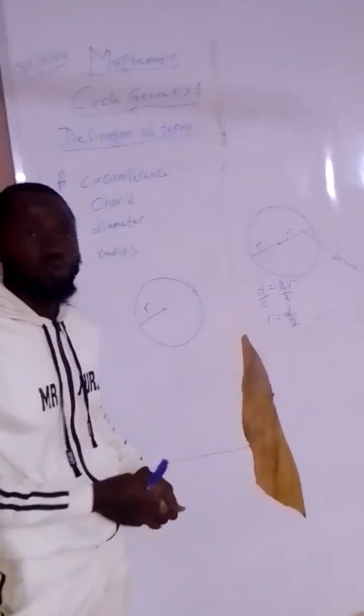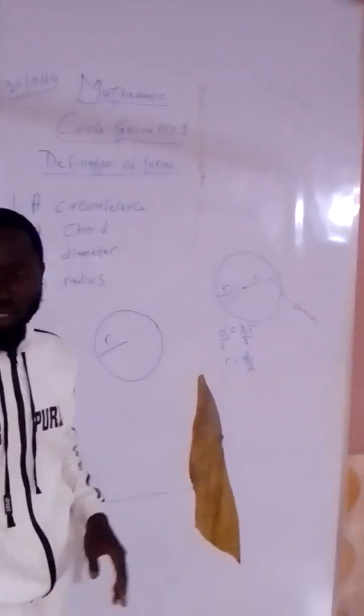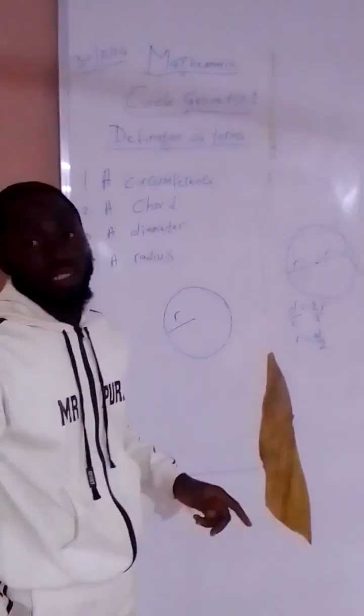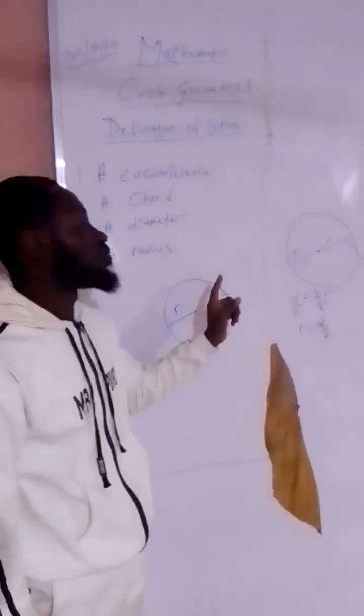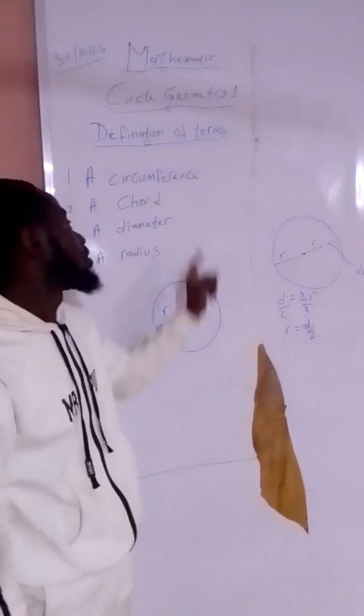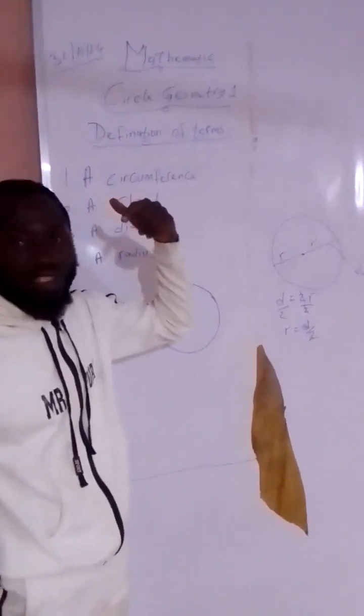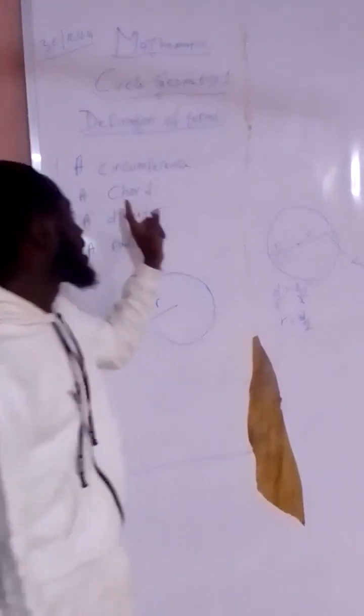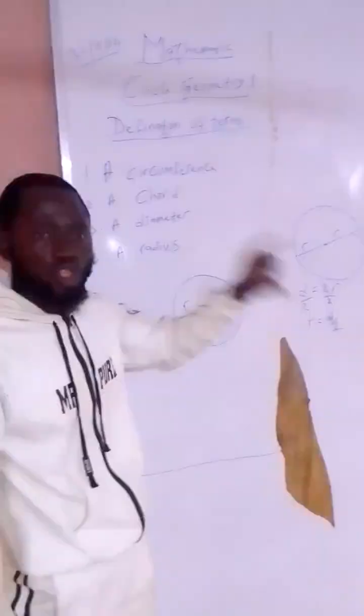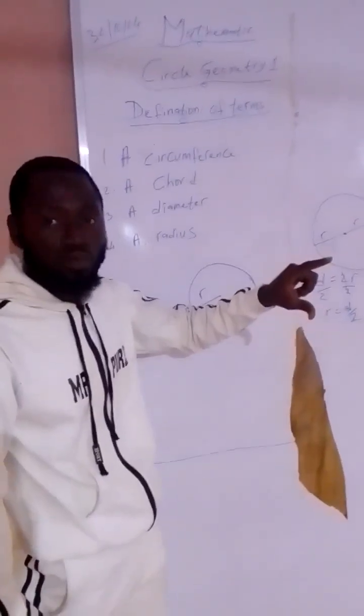Having known all these definitions, we now move to theorems in circle geometry. Let me repeat before we end this video. I said circumference is the length of the edge of a circle. Then I said the chord is a straight line that is joining any 2 points of the circumference of the circle but does not pass through the center of the circle.